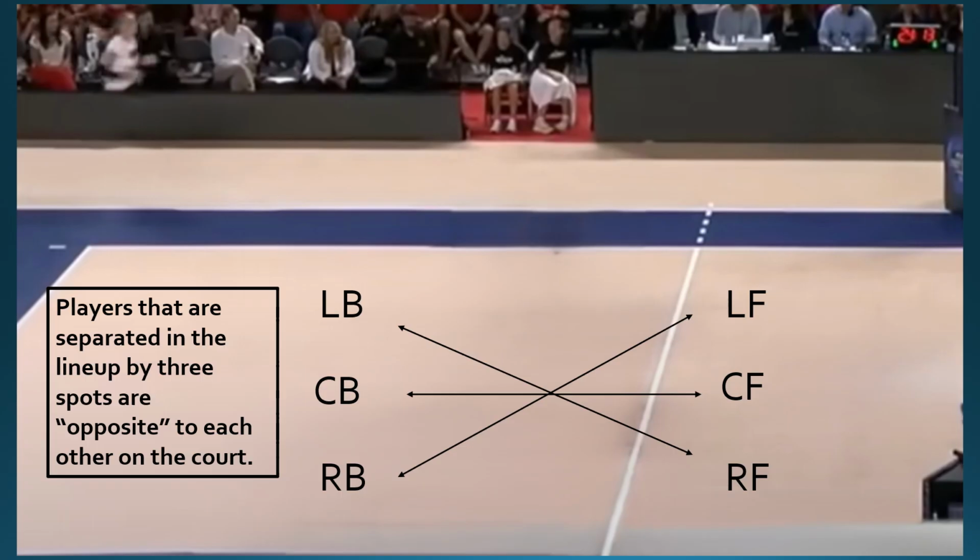The term opposite has an additional meaning when it comes to lineups and rotations. Players that are separated in the lineup by 3 spots are called opposite to each other on the court. So as we see in the diagram, the right back and left front are opposite to each other, the center back and center front are opposite, and the left back and right front are opposite.